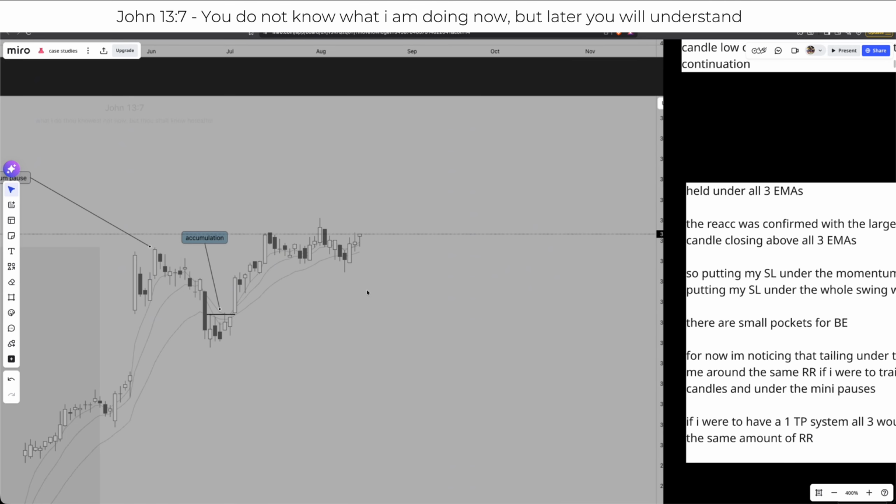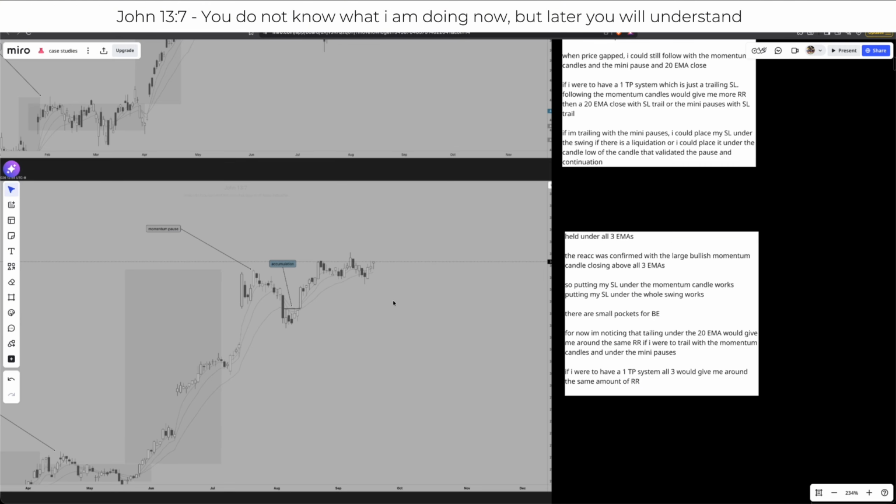Right, so for here, the mini pauses, I put my stop loss. I can put my stop loss here, or I can put my stop loss here. The way this affects my bottom line is that if price were to tap here and then go, I would be taken out. But if price were to tap here and go, I wouldn't be taken out on this one. That's where I really need to decide which one would give me more RR. So I need a bigger sample size.